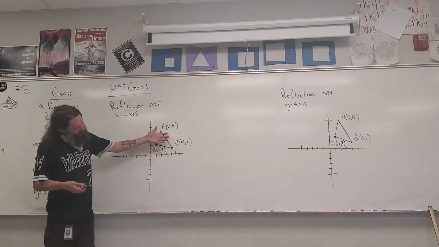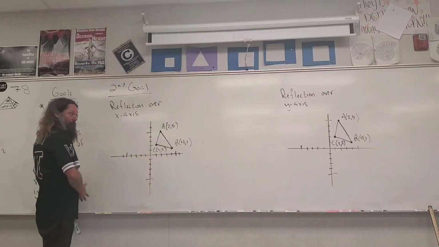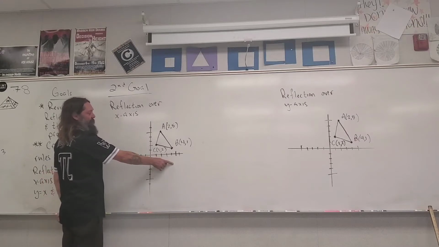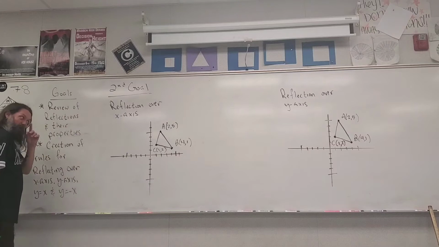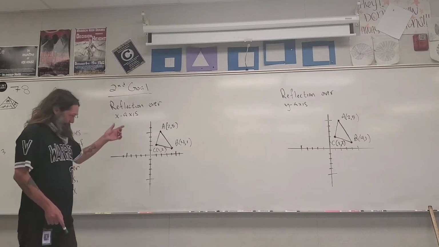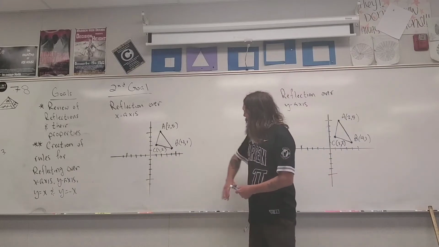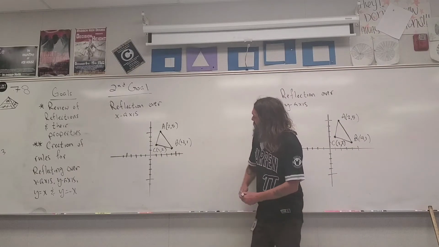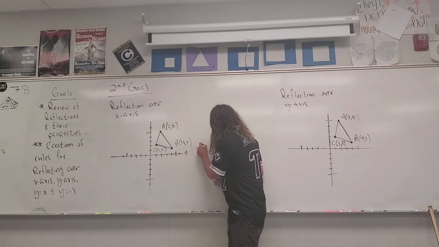And so I'm going to take my shape, I'm going to flip it over the x-axis, and every point in the image will be the same distance from the line of reflection as the point in the pre-image. So let's go ahead and start looking at how far away each point in the pre-image is, and then we can copy that length below the x-axis, because remember, this is the line of reflection, so let's add that in here. The line of reflection.